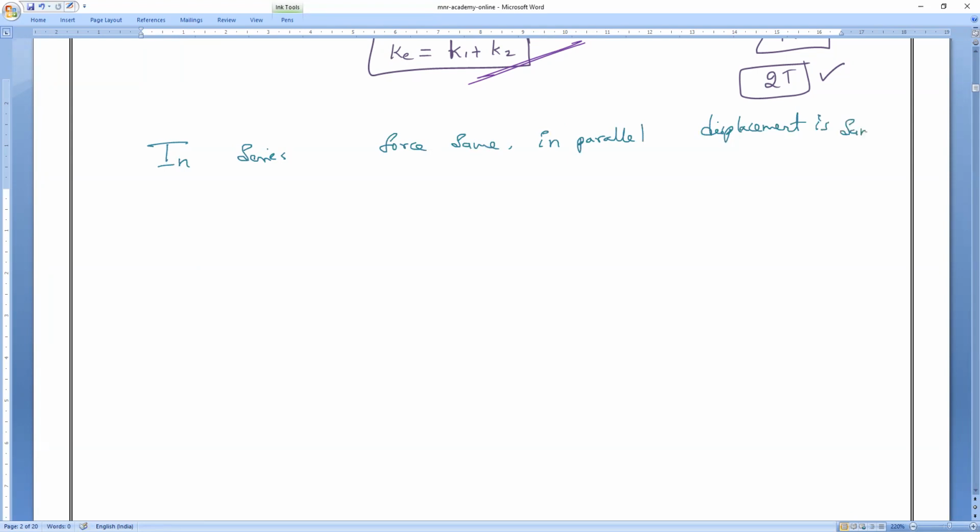Displacement is the same. Clear? So whatever springs are there, they will show the same displacement. That is what you have to remember. So let us solve one question.